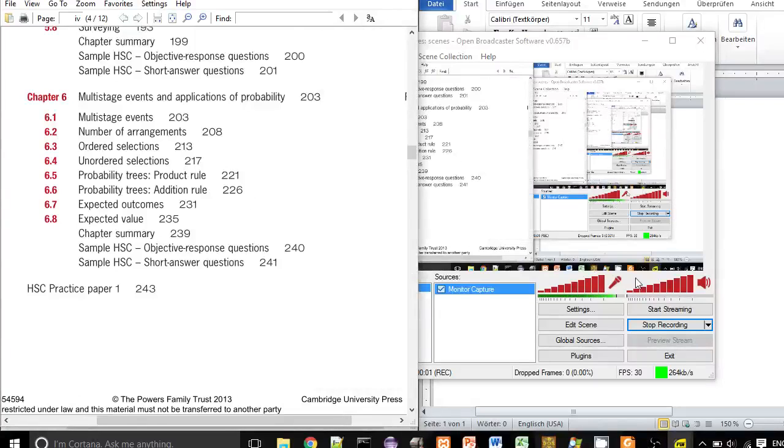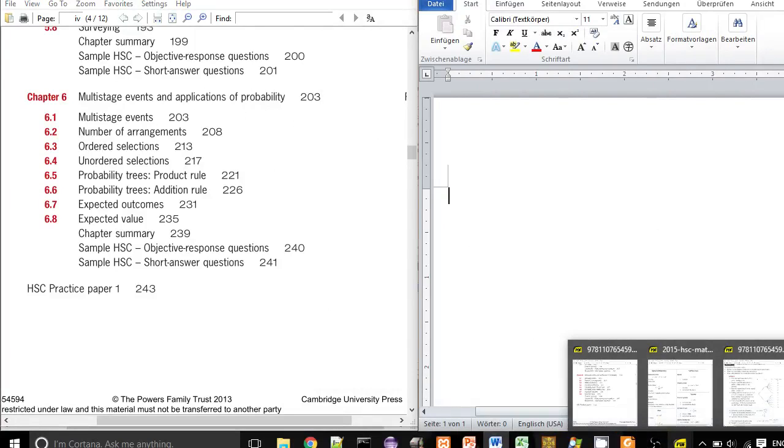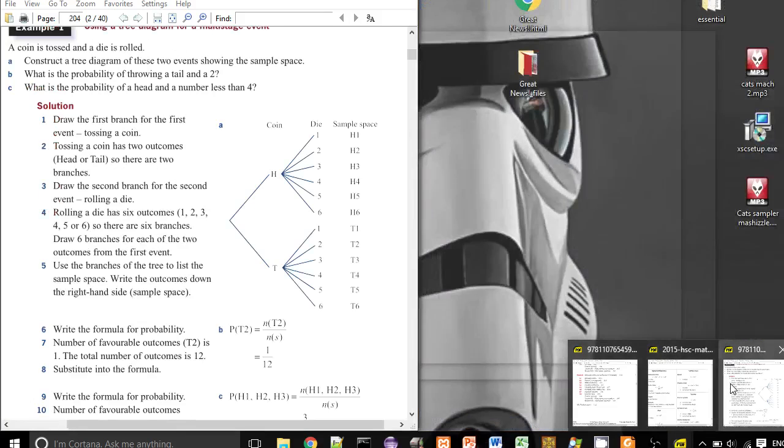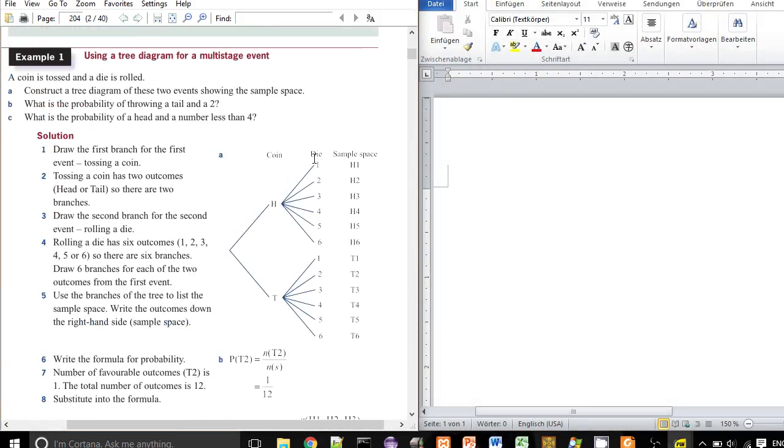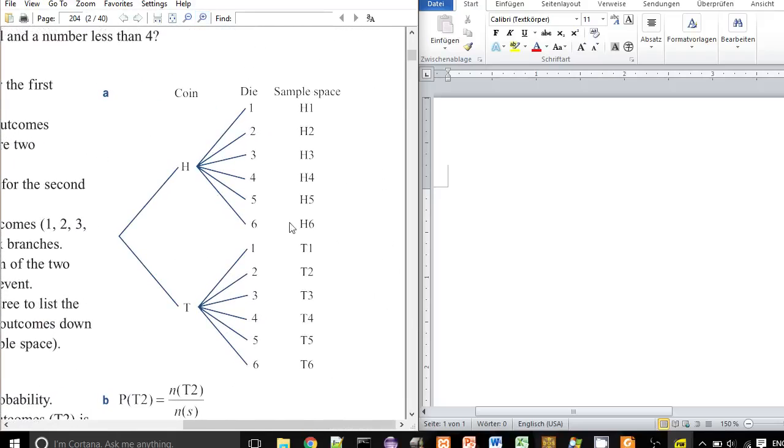Okay, hello. I thought I'd do another topic. So, multi-stage events and applications of probability, whatever. It's just probability. All right. Let's see. Here it is. First, I wanted to show you this thing. Let me just zoom in a bit, just because I think this concept's really important.